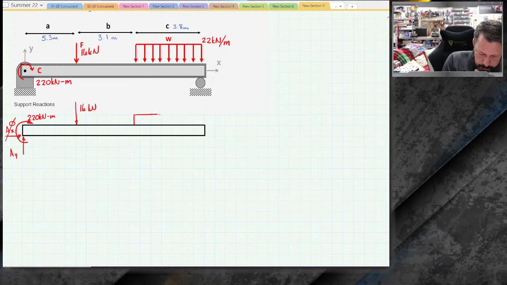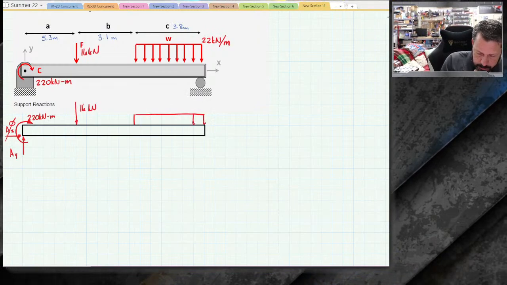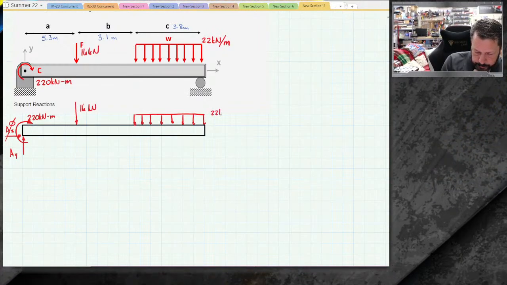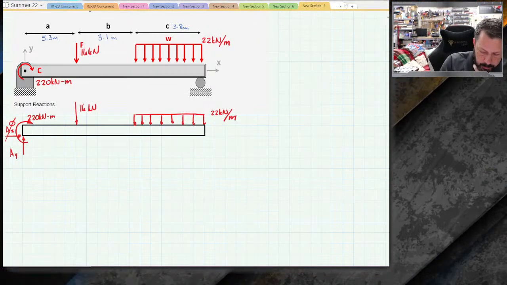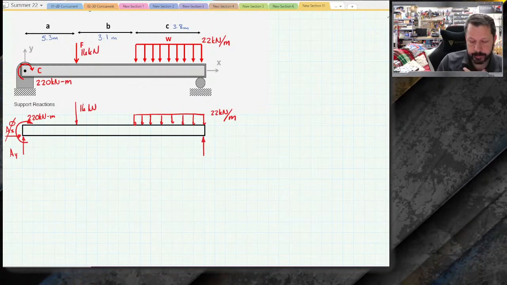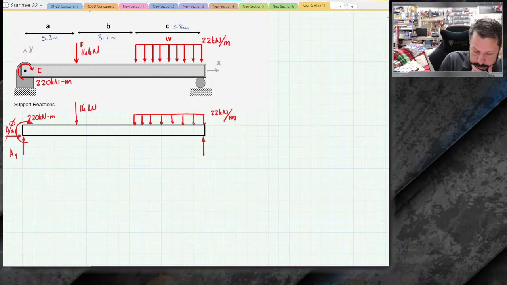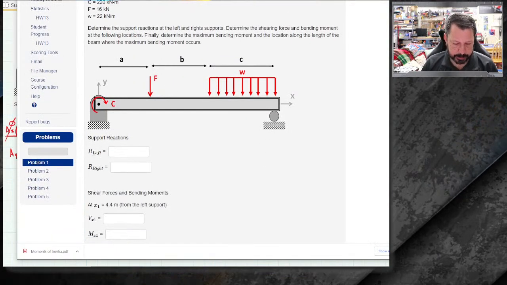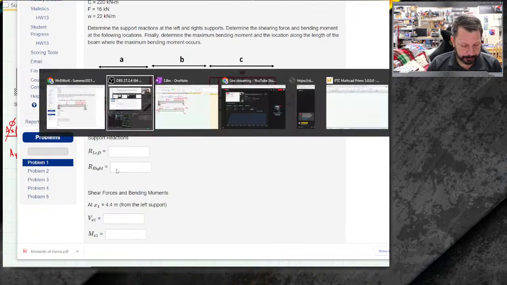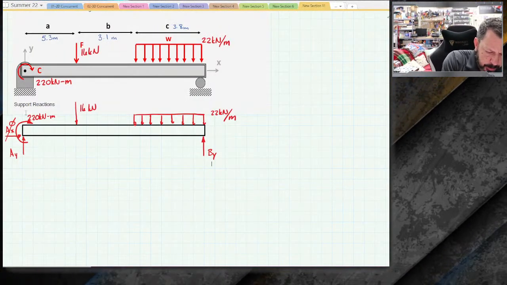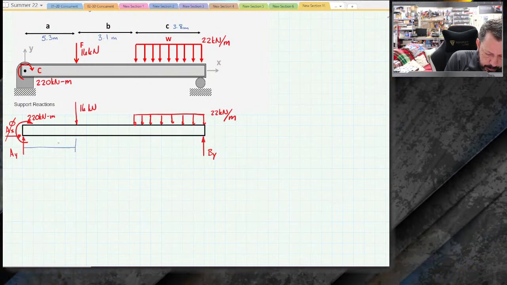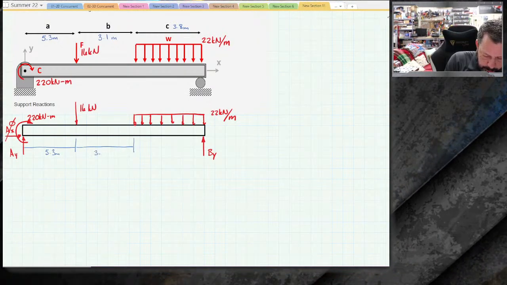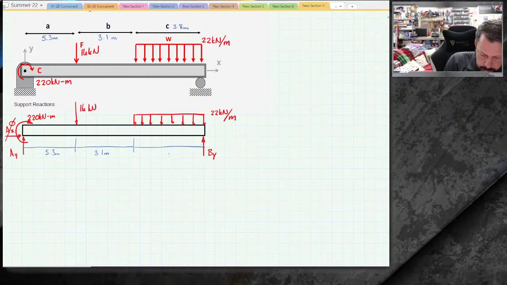We've got our distributed load, and it's 22 kilonewtons per meter. And then the reaction at the end is a roller, wherever, let's call that B. So that'll be BY. I'm not sure what the problem statement asks for. Well, it says reaction at left and reaction at right. Those are AY and BY. Let's go ahead and put our dimensions on there. So this one is 5.3 meters, 3.1 meters, and 3.8 meters.